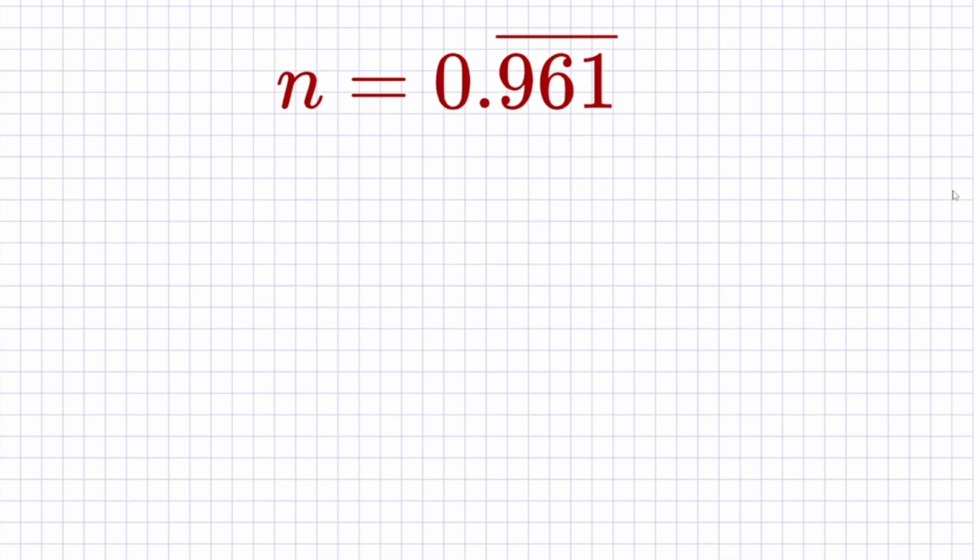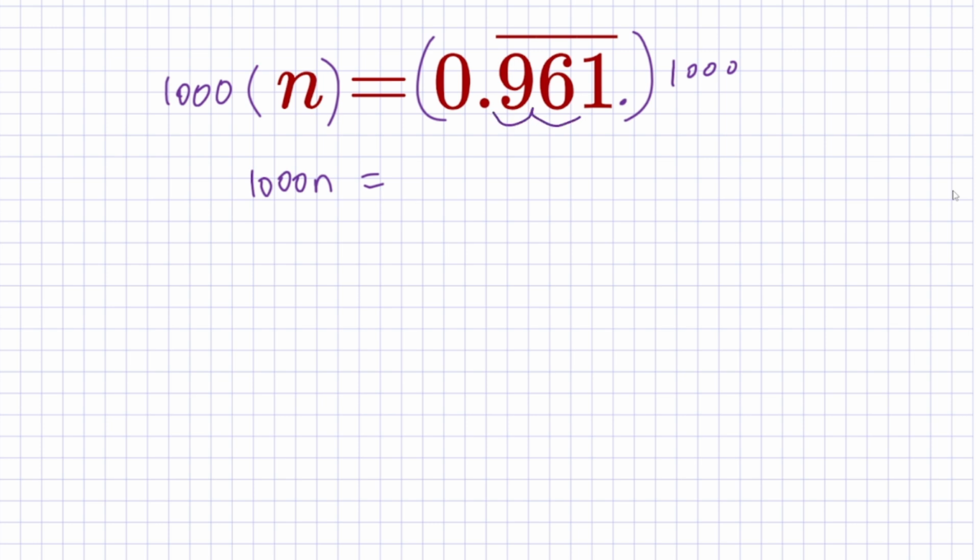Let's try another one with 3 decimal places repeating. In order to get the decimal point past the first repetition, we need to move the decimal point to the right 3 times, which means that we should multiply both sides by 1,000. We'll multiply the left by 1,000 and the right also by 1,000. We'll get 1,000n equals, and then moving the decimal point over 3 times will get us 961, but I still have 0.961 repeating afterwards.